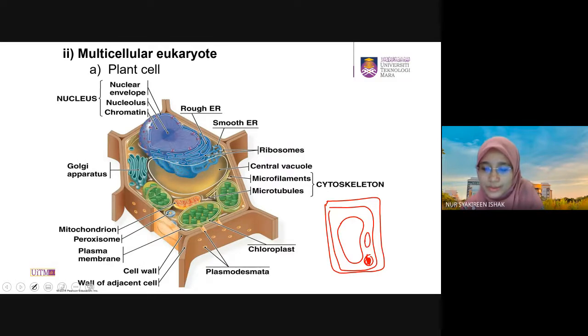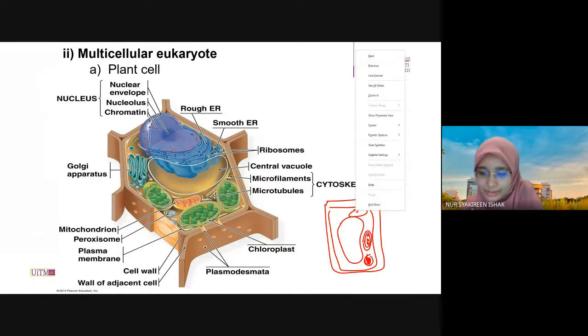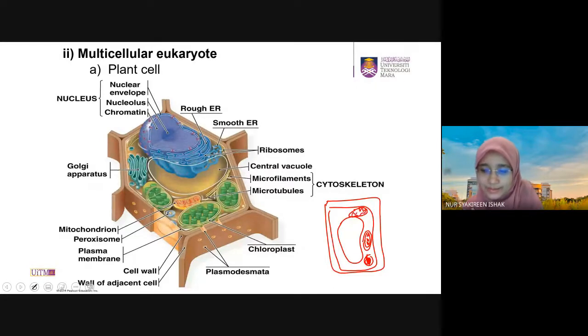Chloroplast, you can draw them as double membrane. You have to draw double membrane, and then inside you have the many thylakoid. Can just draw the thylakoid, macam tu. And then you have the mitochondria. The mitochondria is double membrane also. The outer membrane is smooth, but the inner membrane is highly folded. Just draw it like that, just a simple drawing.